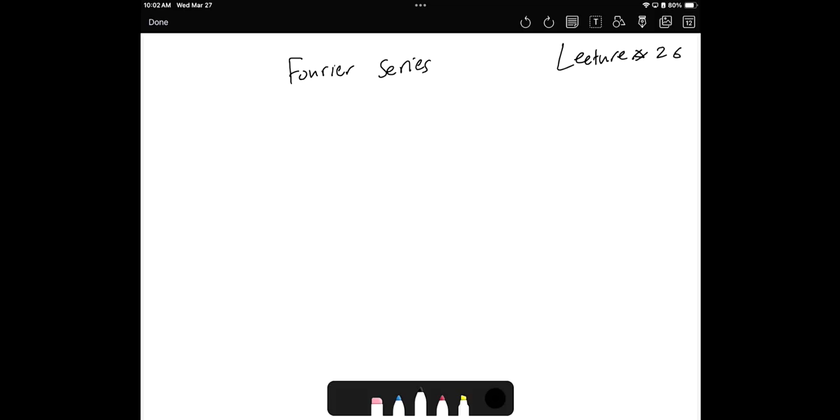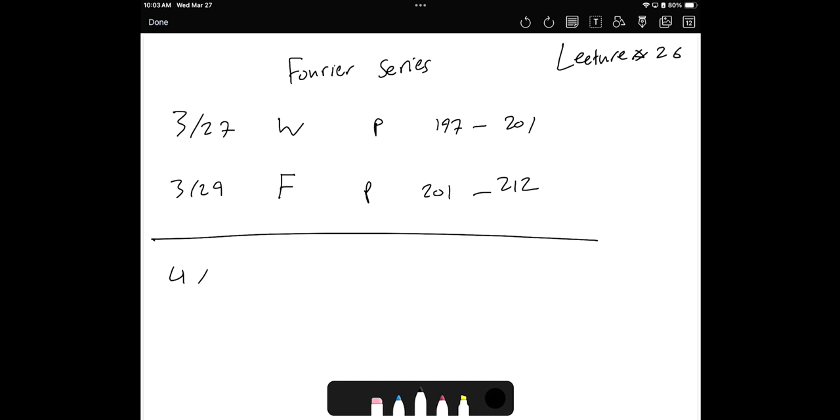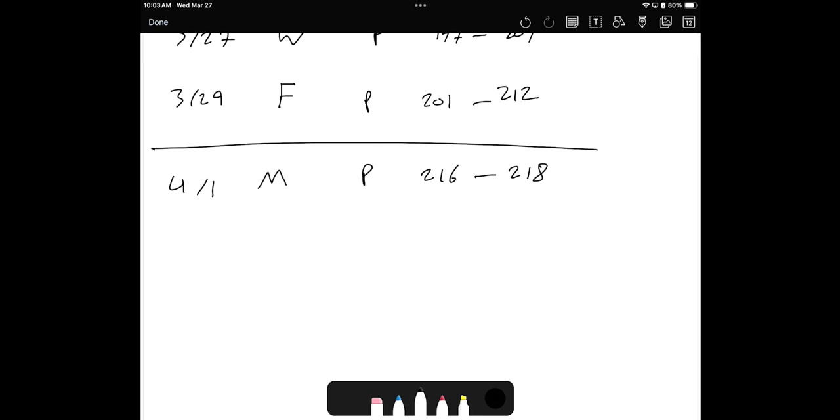Good morning. Today's lecture we will continue on Fourier series. Today is Wednesday. The reading is page 197 to 201. Then on Friday, the reading is from page 201 until 212. Next week, Monday, the readings are page 216 to 218.